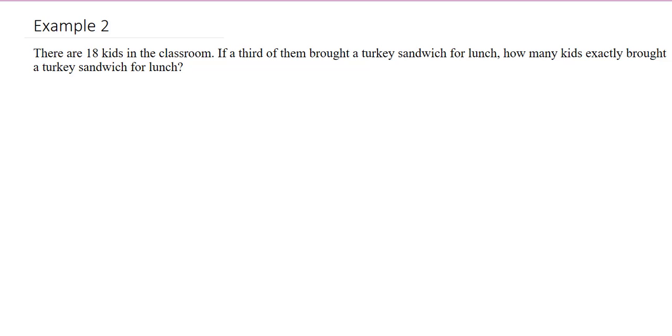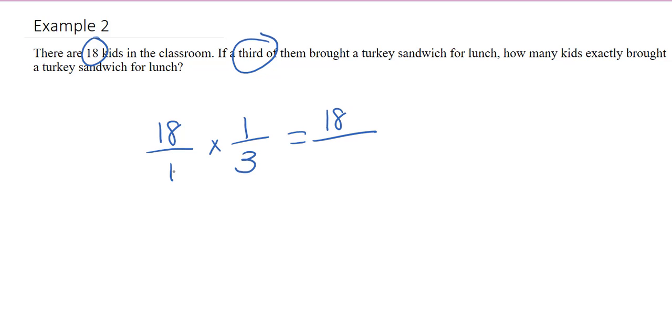Example 2. There are 18 kids in the classroom. If a third of them brought a turkey sandwich for lunch, how many kids exactly brought a turkey sandwich for lunch? So we'll take this 18 and multiply it by a third. We have 18, which we'll put over 1. And what's a third? It's just 1 over 3. So let's multiply. We're multiplying the top together, so we get 18 times 1, that's 18. And on the bottom we have 1 times 3.